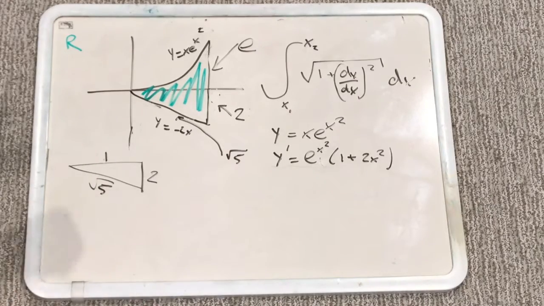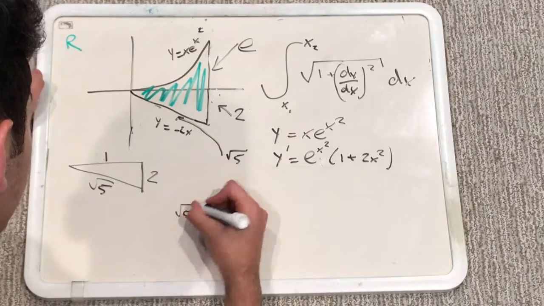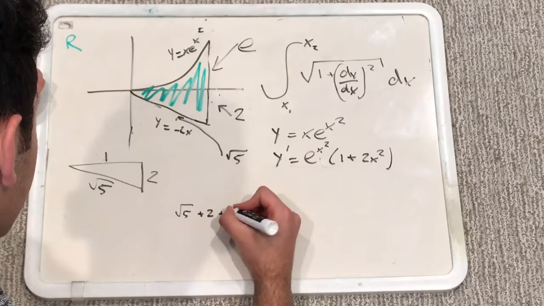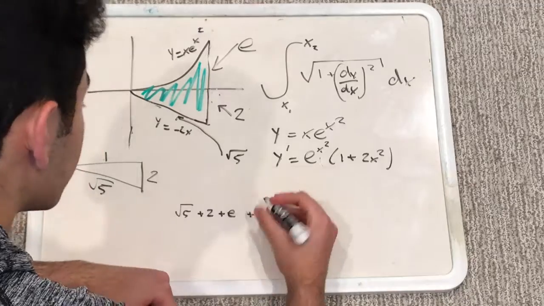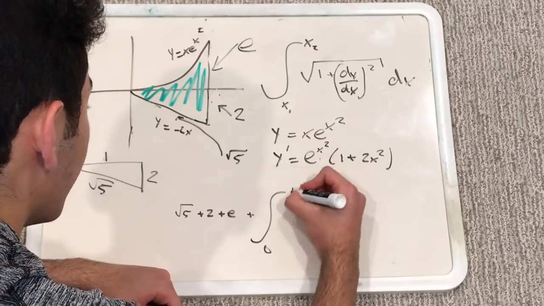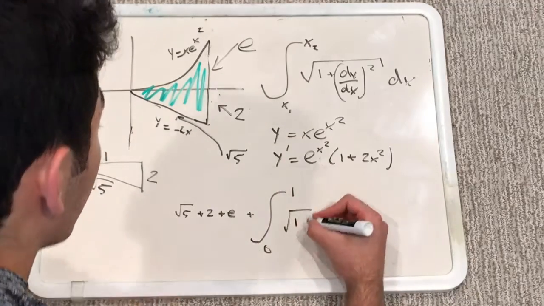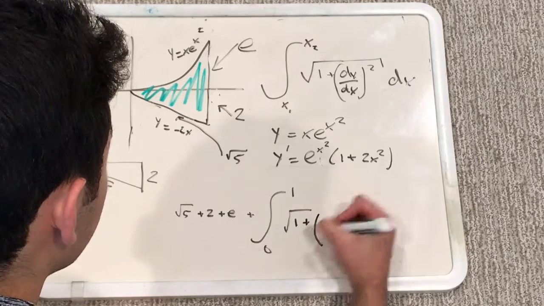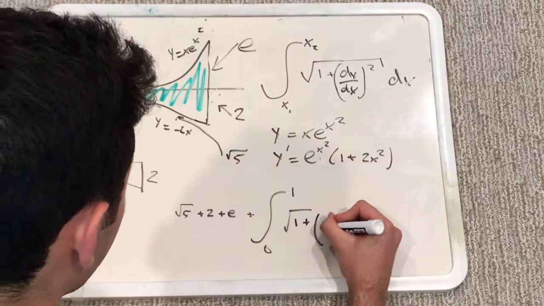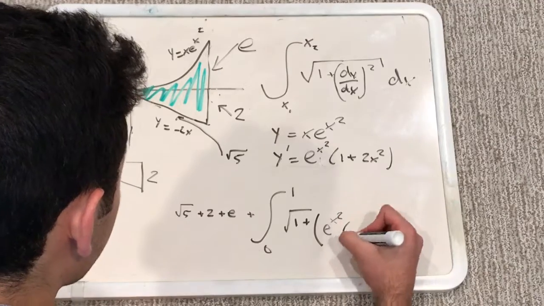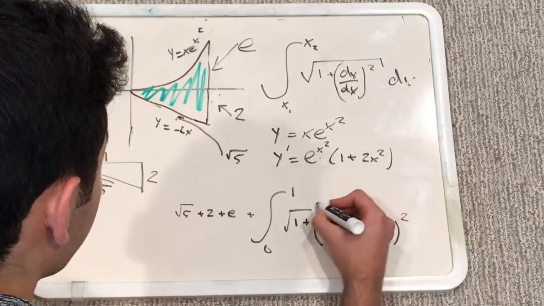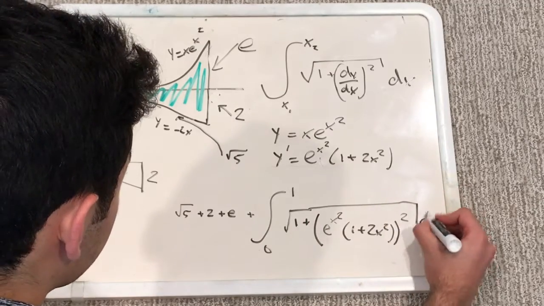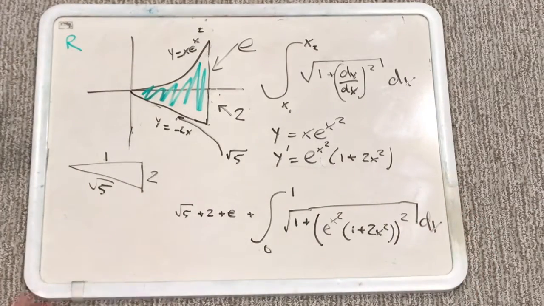So the final answer is just going to be root 5 plus 2 plus e, because these are these distances that we just calculated, plus the integral from 0 to 1 of root 1 plus what we just calculated here, and that's all going to be squared with respect to x. So that's going to give us the perimeter of R.